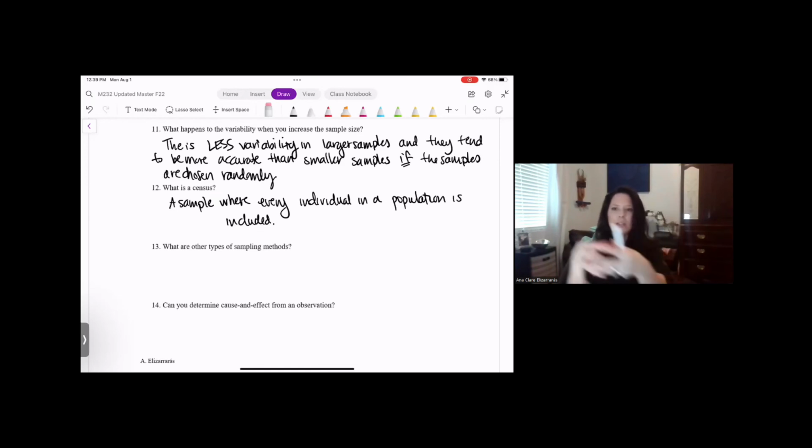Cluster sampling is where you take groups that are representative of the population. You have small clusters that are representative of the population, and then you simply randomly sample a few of those clusters and gather information from everyone in the entire cluster.